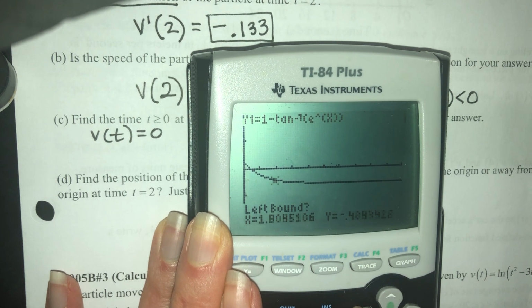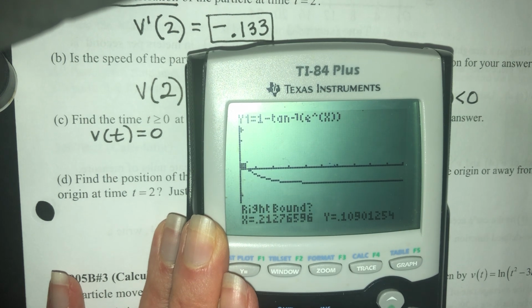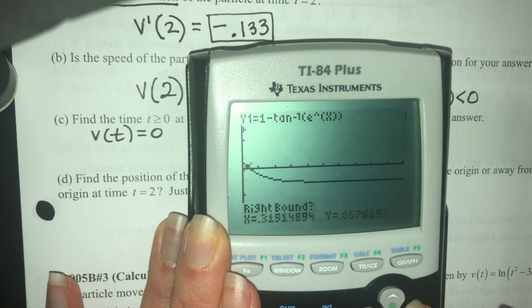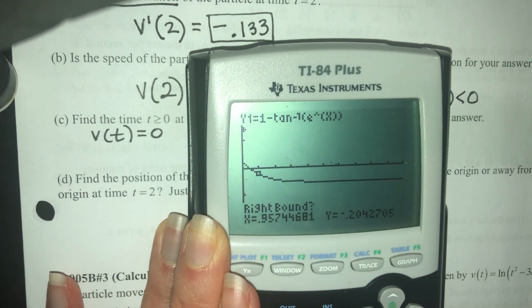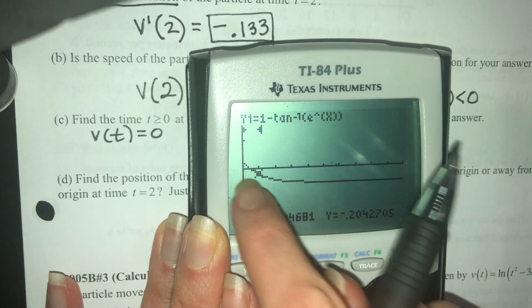How do you know when you're on the left side? Well, you need to have a positive y value because it's going to be up above over here. So I can see 0.1, that's a positive y value. I'm going to press enter. Now right bound, it's saying where's the right side of the zero that you're trying to find. So right arrow over here to the right. I'm in the negatives now. I know I crossed over the x-axis, so I'm going to press enter. These little arrows up at the top indicate where the calculator is looking for your zero.